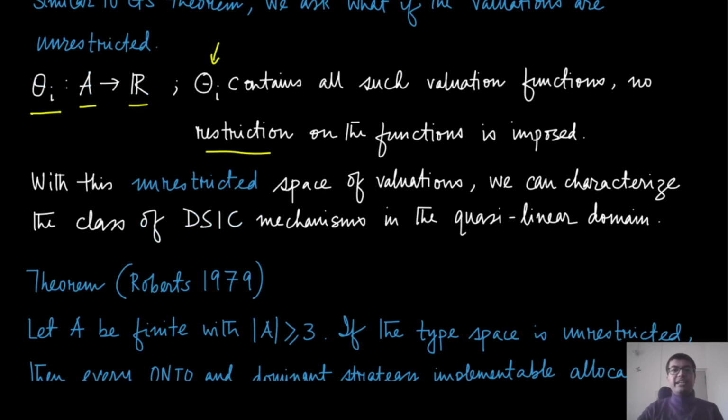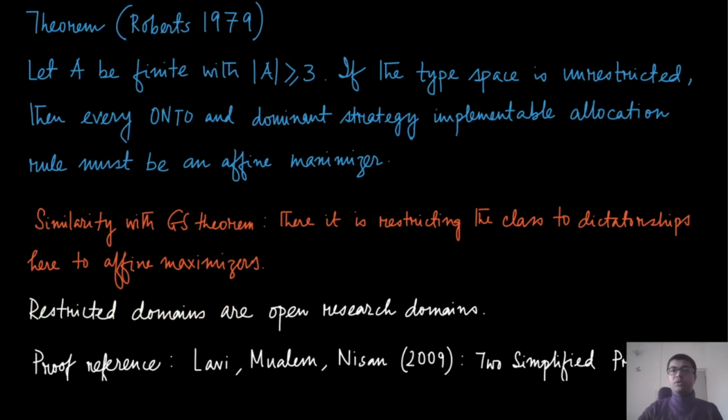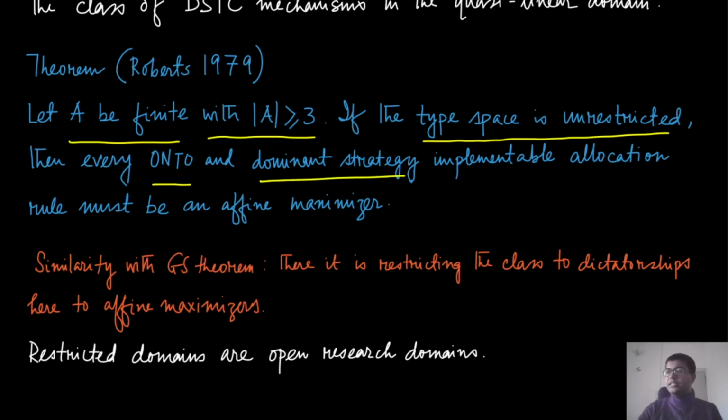In this space, we can actually characterize the class of DSIC mechanisms in the quasi-linear domain. And this result is due to Roberts, 1979. Notice that it also has a very similar condition. So if there are at least 3 alternatives, 3 allocations in this space, the original Roberts theorem is given for a finite number of allocations, even though it has later been extended for infinite spaces also. Then the other requirement is that the type space is unrestricted. This is something that we have just discussed. Then we can say that every onto and DSIC allocation rule must be an affine maximizer.